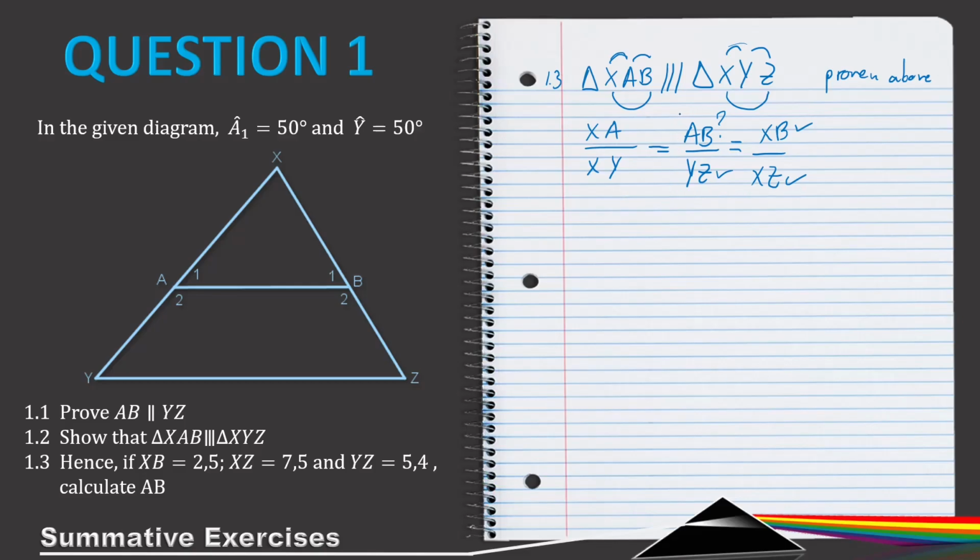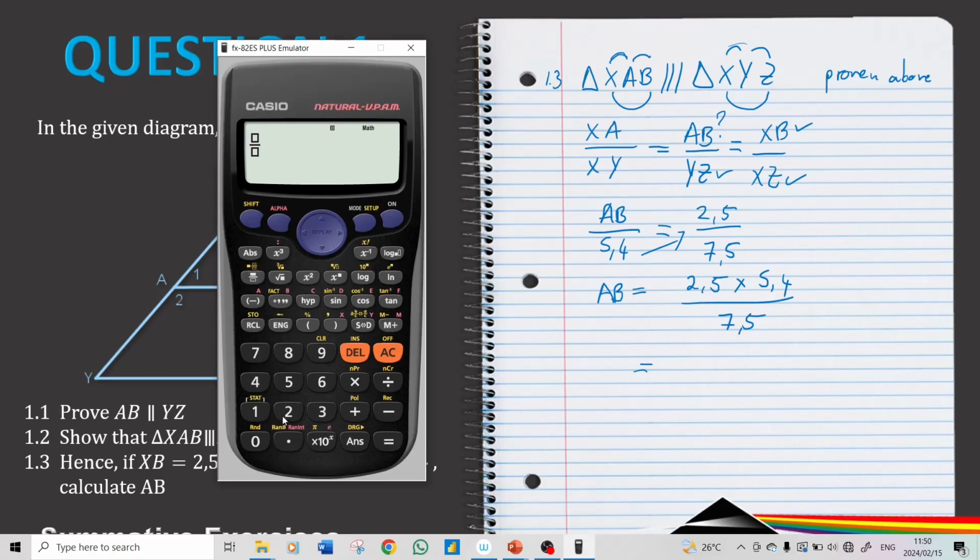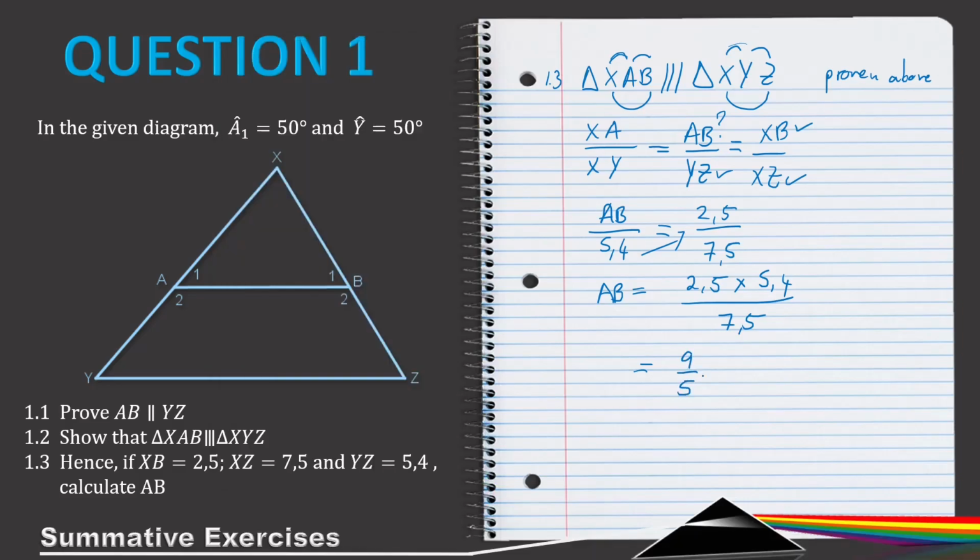We're just going to work with this side, and we're going to substitute everything that is known and then just solve for the unknown. So we have AB, which we want to solve for, over YZ, which they said is 5.4, equal to XB over XZ, 2.5 over 7.5. Okay, so solving for AB, we're just going to use cross multiplication, where I'm just going to multiply this 5.4 up, or you can think about it as multiplying both sides. So AB is equal to 2.5 multiplied by 5.4 over 7.5. Okay, and then we just type that into the calculator: 2.5 multiplied by 5.4 all over 7.5. So that is then 9 over 5. Okay, so that is question 1.